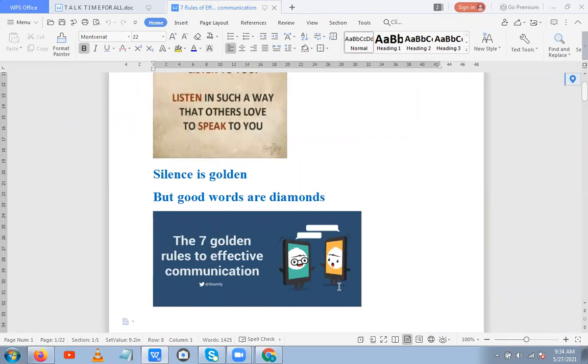We already discussed about silence is golden but good words are diamonds. What does this mean? That keeping quiet is beautiful.